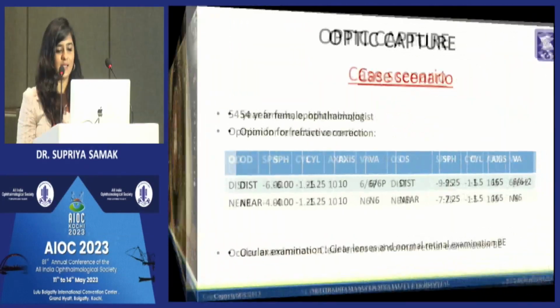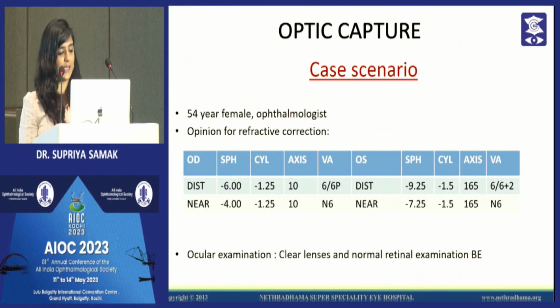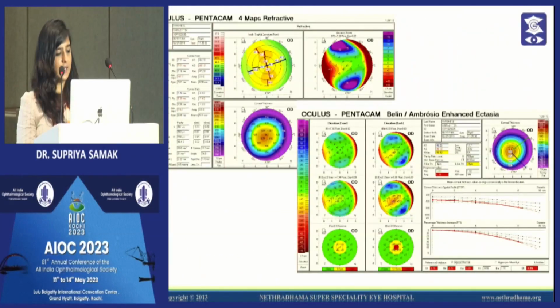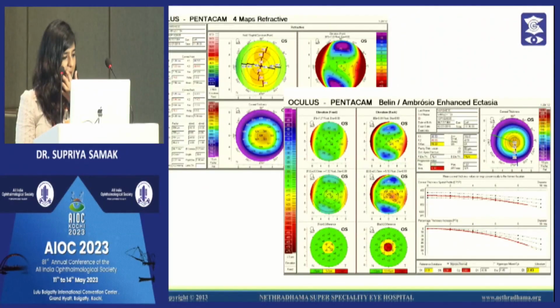Okay, so the last case I want to discuss is a very interesting case. This was actually a 50-year-old female ophthalmologist who came for an opinion on refractive correction. This was her refraction: -6 in the right eye spherical with -9.25 in the left eye with a little bit of cylinder. She had clear lenses and normal retinal examination in both eyes. This was her topography. So you can see that she has borderline topography. So corneal procedures were refrained from.